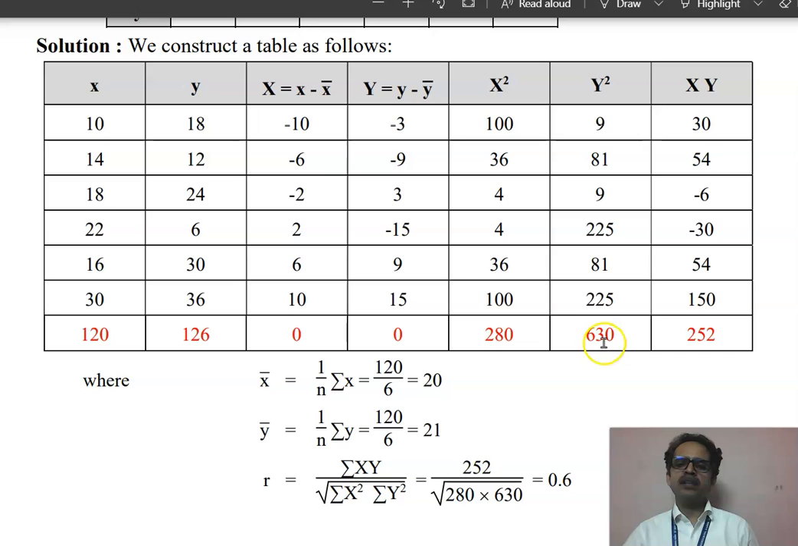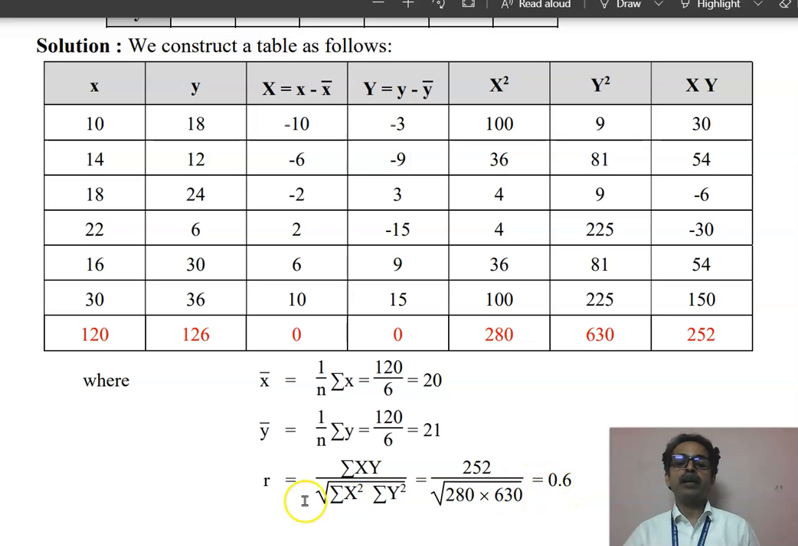The sum is here 630. So this sum 630 represents summation y square. So that value you have to put here, and when you simplify this expression using a calculator, you will find it is 0.6. That is, the value of r is 0.6.